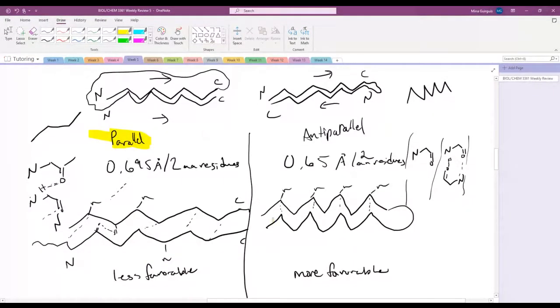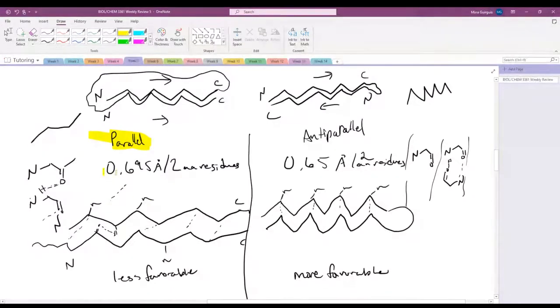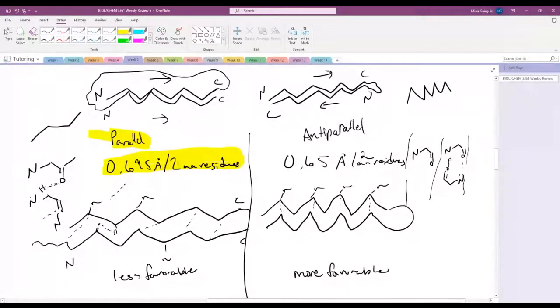So parallel is 0.695 angstrom per two amino acid residues. Okay, this is a number to remember. Your professor may give you the half if you want to think of it. So I think it's 0.347 or 0.348 per one amino acid residue, whatever the case may be.